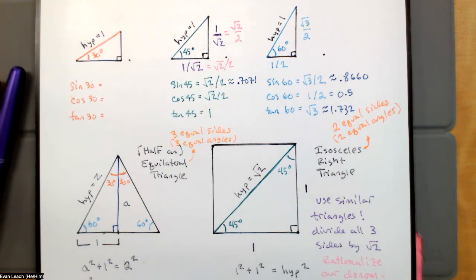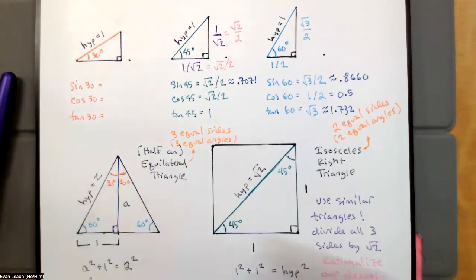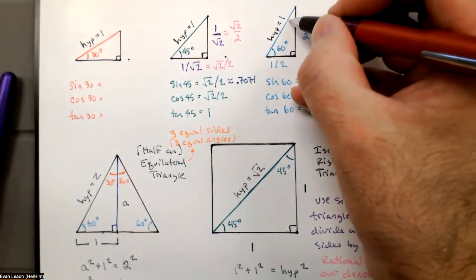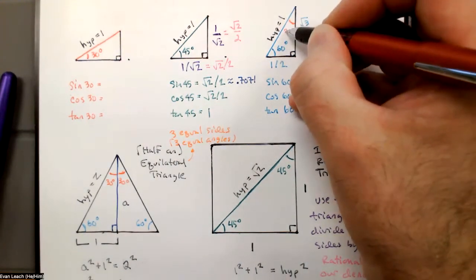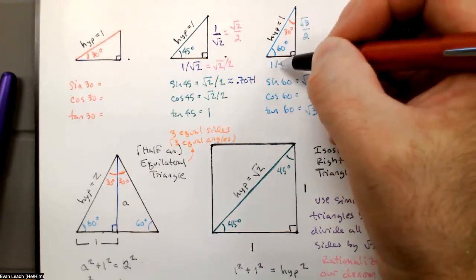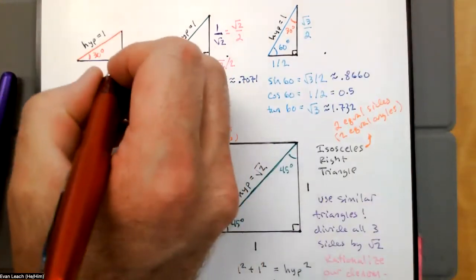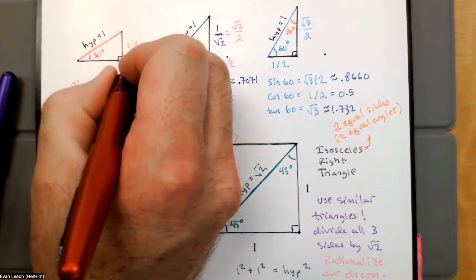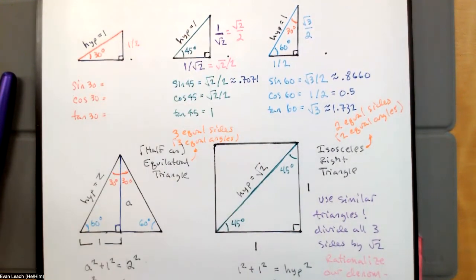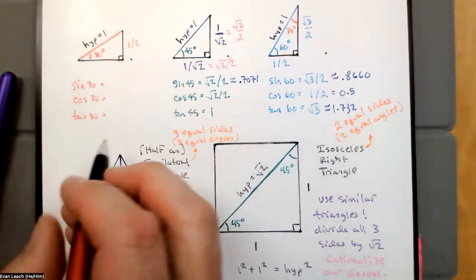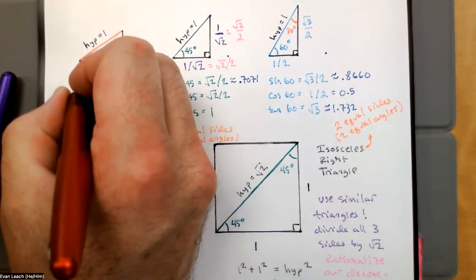Since we have these values going around with the 60, we can just flip this around and have the same values for 30. So opposite the 30, if it's a 60 down here, that means it's a 30 up here. So opposite the 30 is a 1/2. Opposite the 60 is root 3 over 2, or adjacent to the 30 is root 3 over 2.